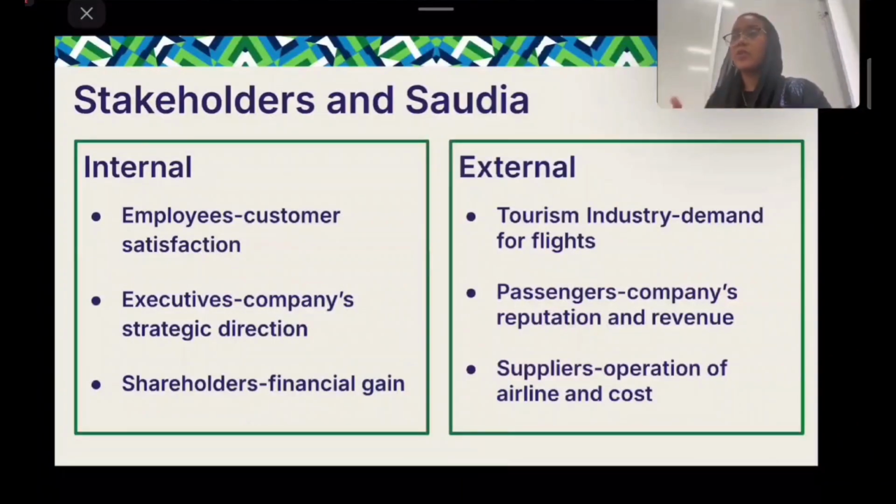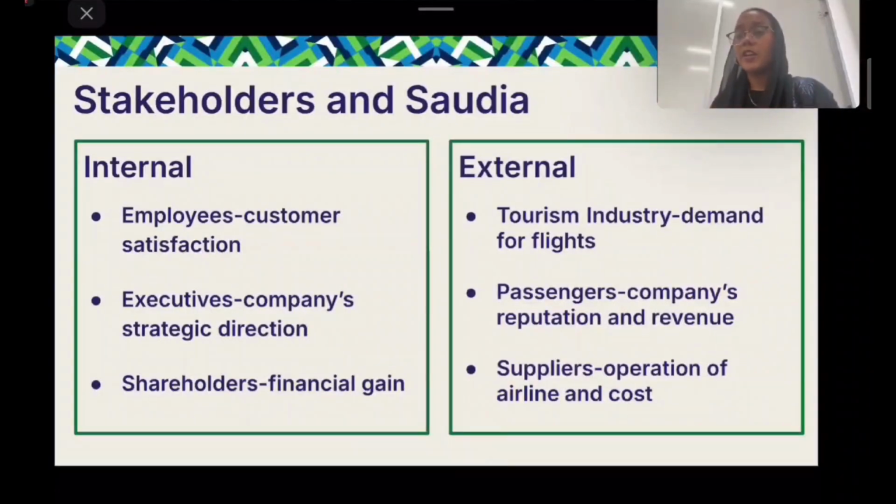The tourism industry, which is really interesting. During holiday times, if you've noticed, flights boom in price. They become really expensive because there's a really high demand for flights. Additionally, passengers also play a really big role because these are the people funding the company. These are the people paying to fly. So passengers and the tourism industry are kind of interconnected.